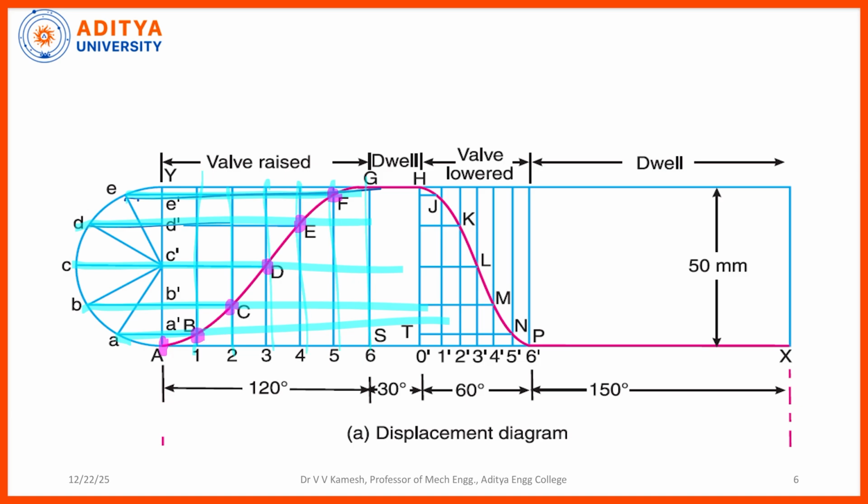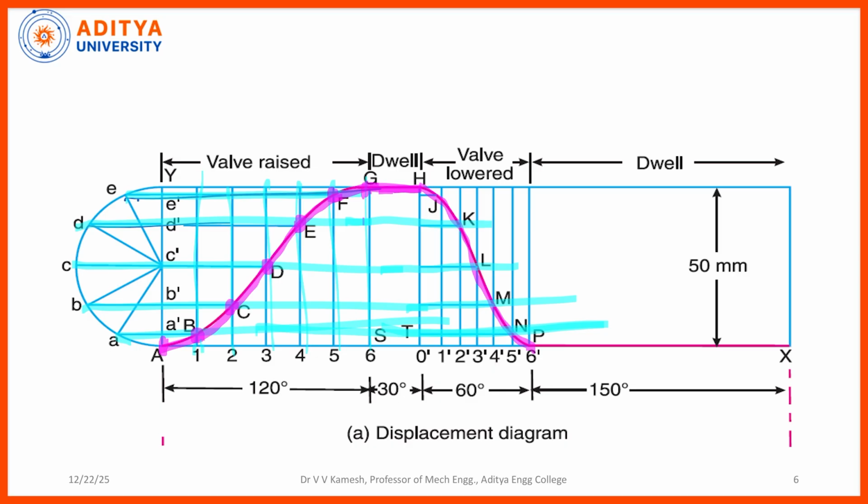Join all of them and you will get a very smooth curve like this. From G to H, this is the dwell. For the remaining part, again simple harmonic motion, the same lines will continue. This line will continue, this will continue. One advantage is that the same semicircle is sufficient for making your ascent and descent graphs.